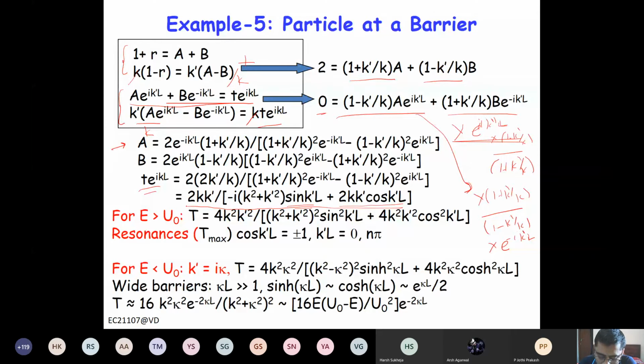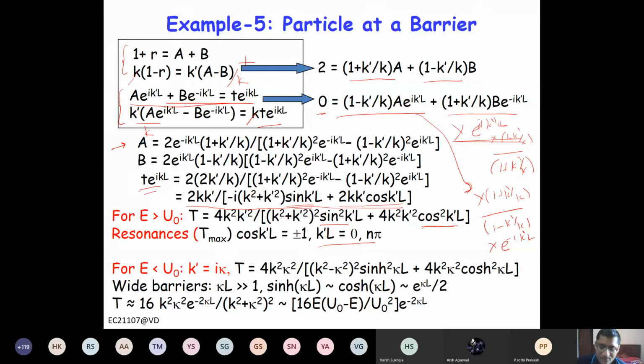So this will be 4k square k prime square divided by A plus iota B, so A square plus B square, right? A square, this is square, sin square plus 4kk prime square cos square, right? Now, if you look here, there are two terms here, sin kl and cos kl. Now, maximum transmission, of course, it can be 1, and it will be 1 when numerator and denominator are same. That means cos kl is 1, or you can say plus minus 1. And when cos theta is 1, sin theta will be 0. So that means solution is n pi.